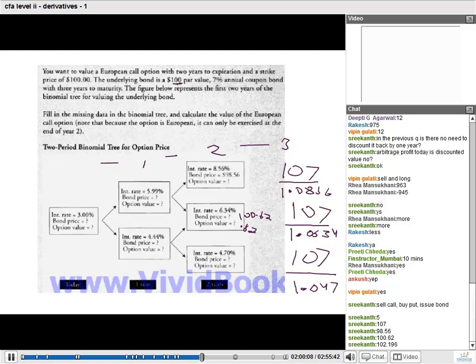Similarly, in the third year, the bond price will be 102.196. So the value of the option will be 2.196, since it's a call option. Call option means I can buy the asset at 100 and sell it at 102.196. So the price of the option will be $2.196.